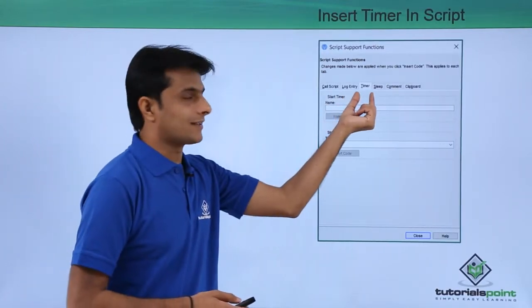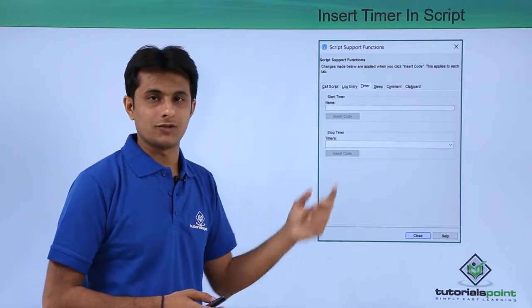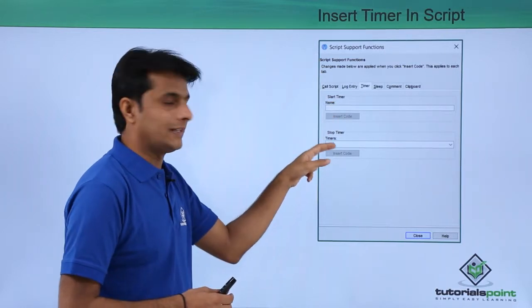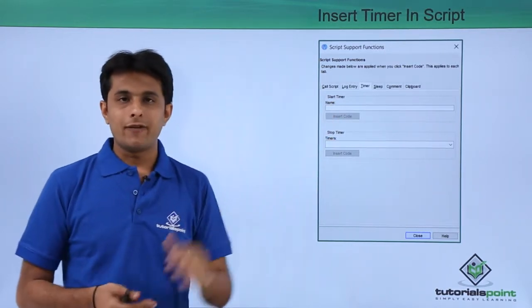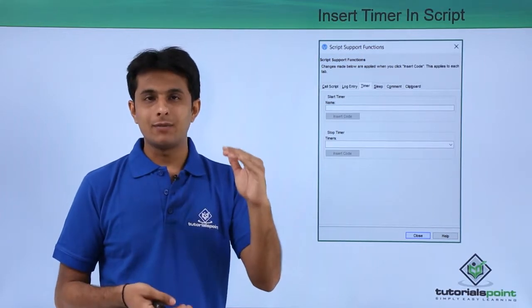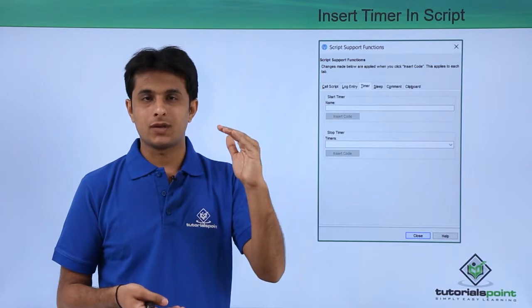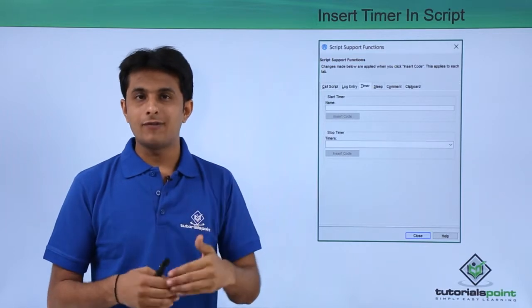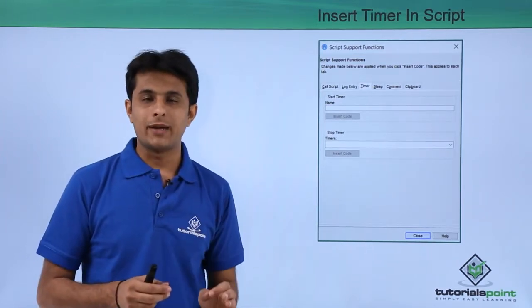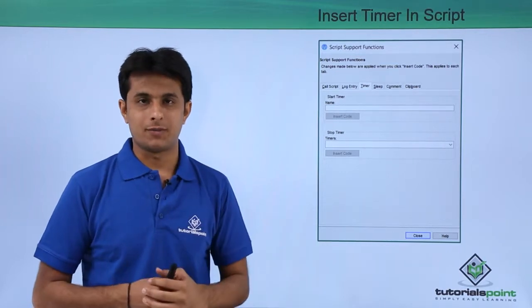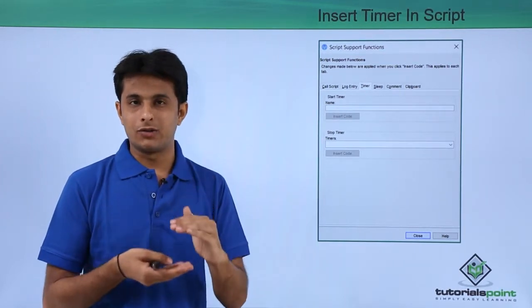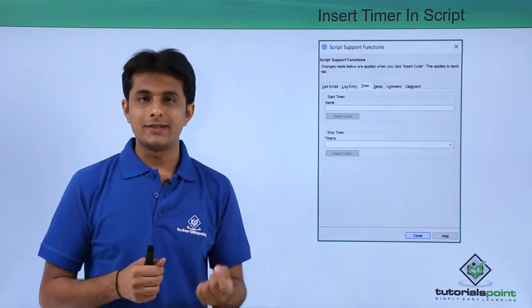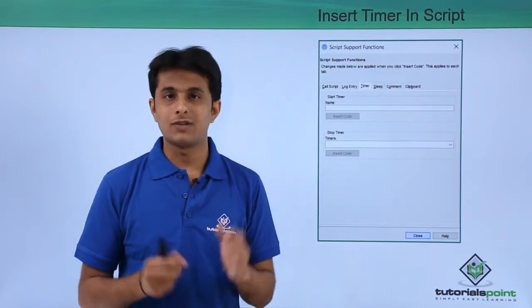The first one is a timer in this particular window in the script support functions. What does a timer do? Basically, you have to insert the name of the start timer and the name of the end timer. If I have a particular script and I want to understand the time required for its execution, I can insert a start timer at the beginning and the end timer at the bottom. Using this timer after execution, I can see the amount of time required for the execution of the script. Not only for the entire script, but for a particular section in the script, I can easily find out with the help of this timer. You can insert more than one timer into your script and find out the performance of the test.